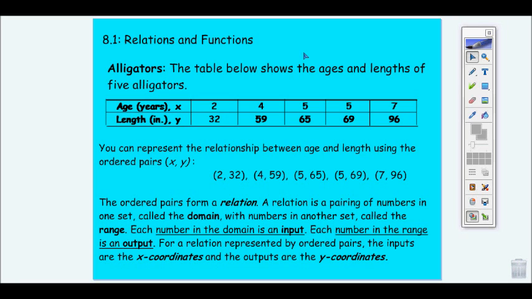A relation is a pairing of numbers in one set called the domain with a number in another set called the range. So each number in the domain is an input. The input would be each one of the alligator's ages, and each number in the range is the output. So the output would be the length in inches that that alligator is. You can see we have the first pair that we talked about here, 2, 32. So that would be 2 for the X and 32 for the Y. And you can see how these match up: 4, 59, 5, 65, 5, 69, and 7, 96.